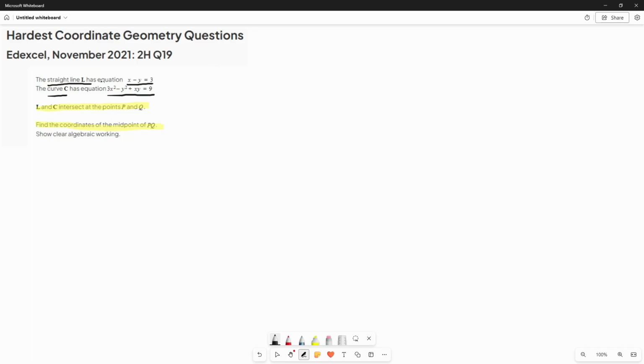The first thing we're going to do is change the equation x minus y equals 3 into x equals 3 plus y. We're doing this so that we can substitute it into this equation easily. So now the next thing we're going to do is substitute it into this equation.